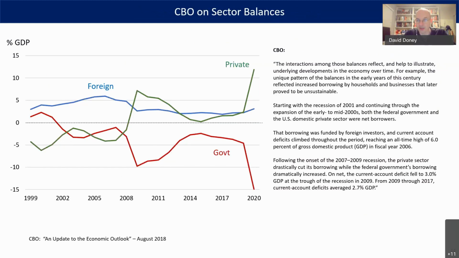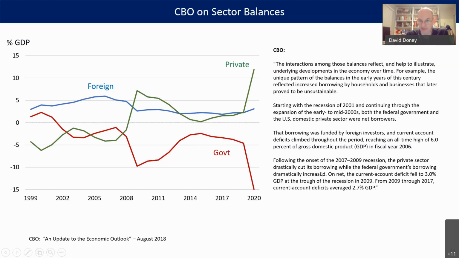And they say in that first paragraph, the unique pattern in the balances of the early years of this century reflected increased borrowing by households and businesses that later proved to be unsustainable. Starting with the recession, both the federal government and U.S. domestic private sector were net borrowers. And this is the 2001 recession, so we're in here. And then this borrowing was funded by foreign investors. They were lending to us, right? And this trade deficit, our trade deficit, their surplus kept getting bigger and bigger and bigger, hit 6% of GDP, which was a record for the United States. That's a very big number. And that was the record in 2006.